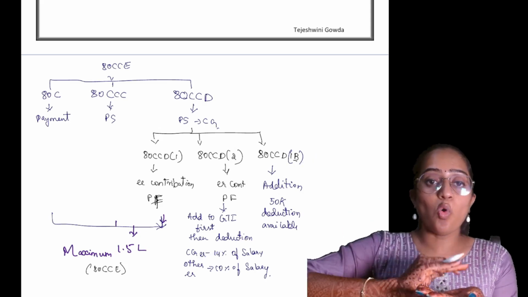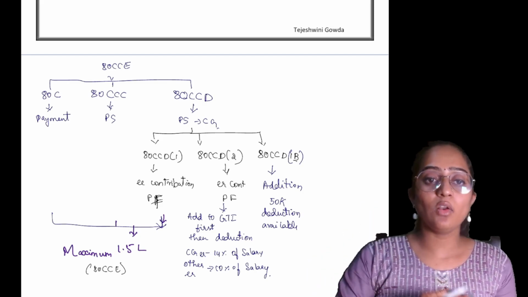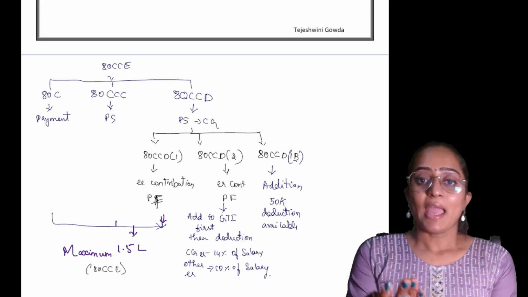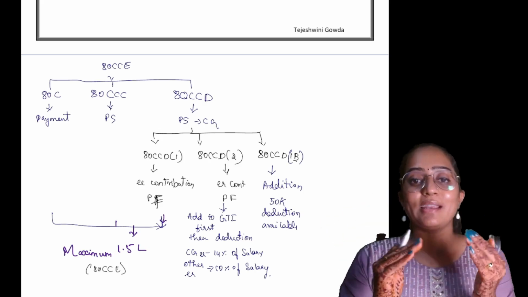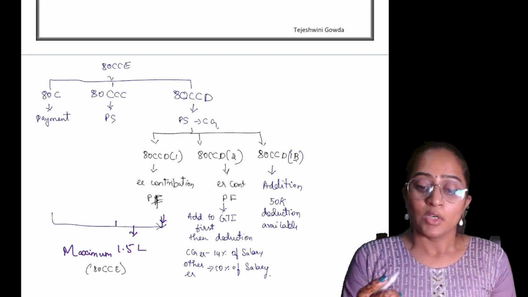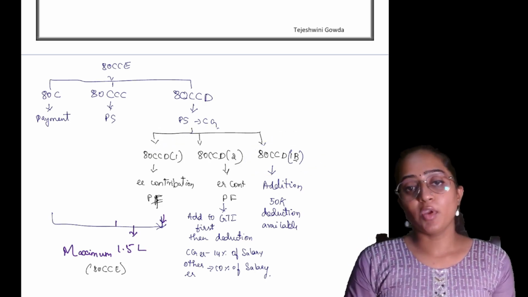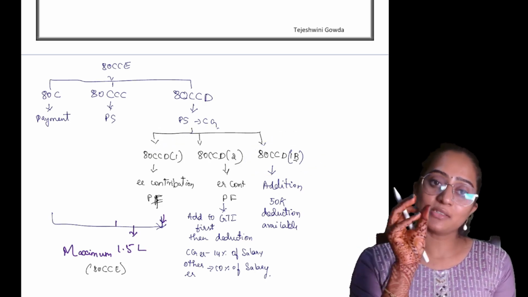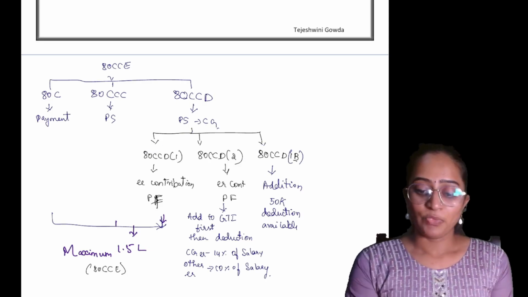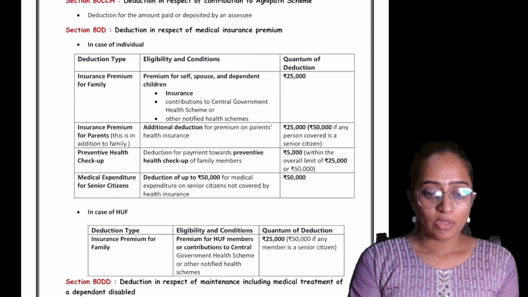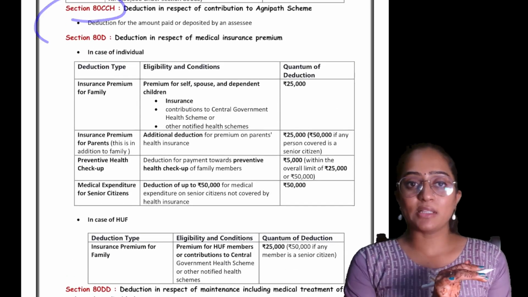80CCD1B is over and above the 1.5 lakh. That is when you have paid into the pension fund an amount in excess of 1.5 lakh, to the extent of 50,000 you can take, provided you have some money paid to the pension fund. So that is going to be your 80CCD1B. Clear? Now 80CCH speaks about the Agnipath scheme.